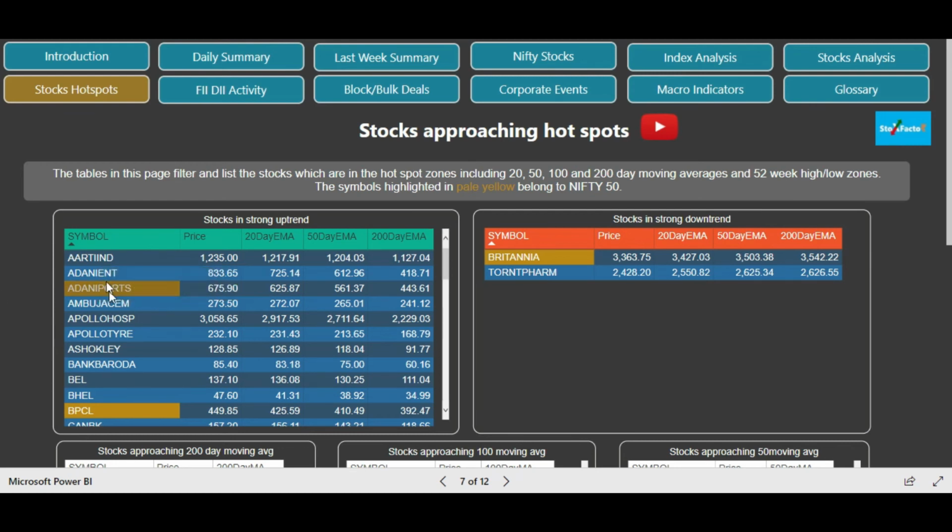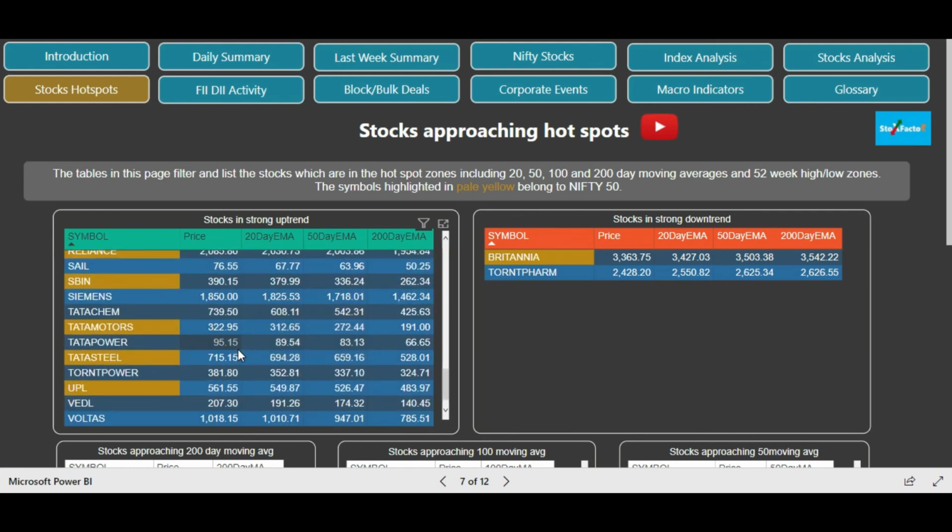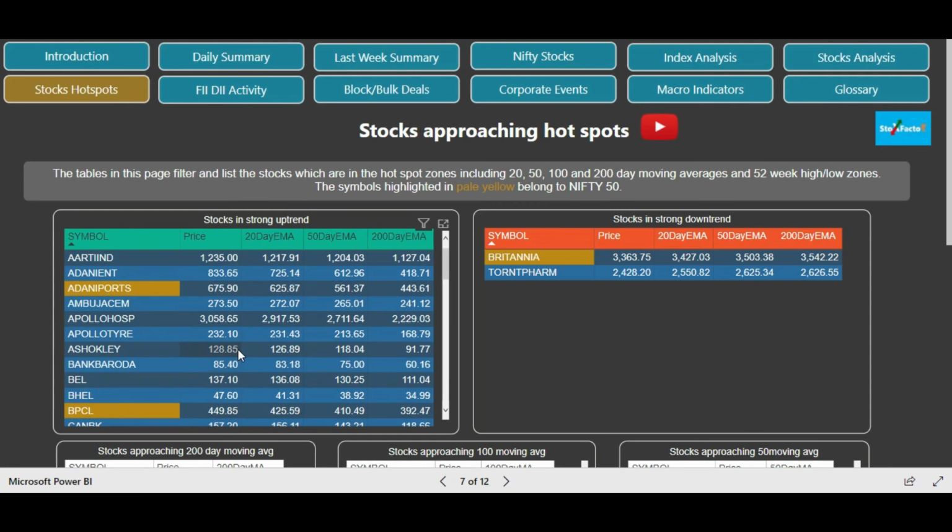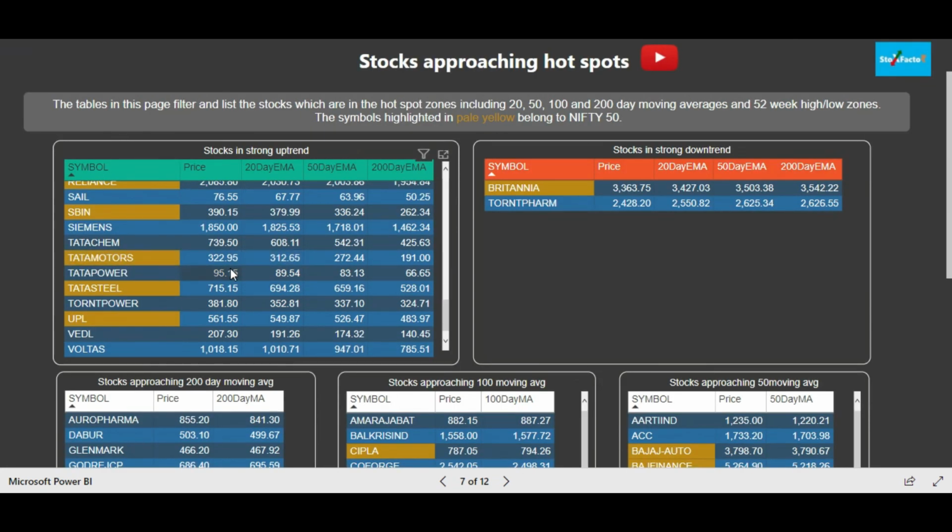So friends, as you can see in this table, we are filtering out the stocks which are in strong uptrend. And how are we filtering them out? As I mentioned, the stock should be trading above all the moving averages, and the 20-day moving average should be trading above the 50, and the 50-day moving average should be trading above the 200-day moving average. So you can see that in sequence, the price will be highest, then this will be the second highest, third highest, and the minimum price. Similarly we can find many stocks right now because the market is in strong uptrend, and we'll see that many stocks are fitting this criteria.